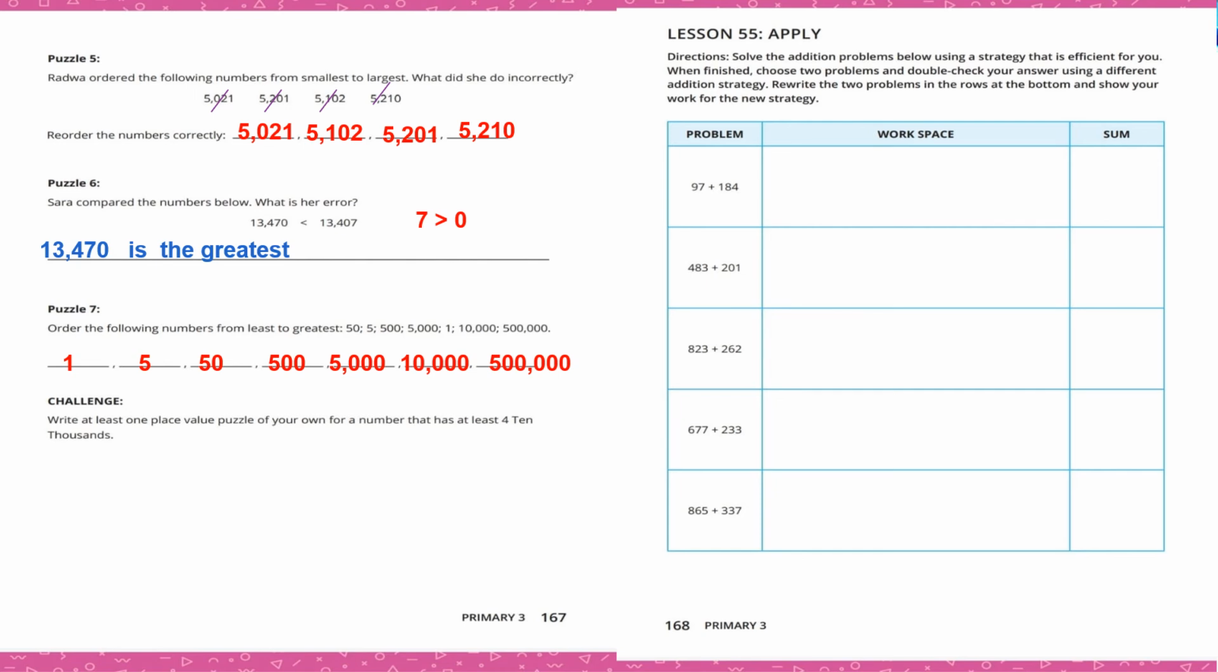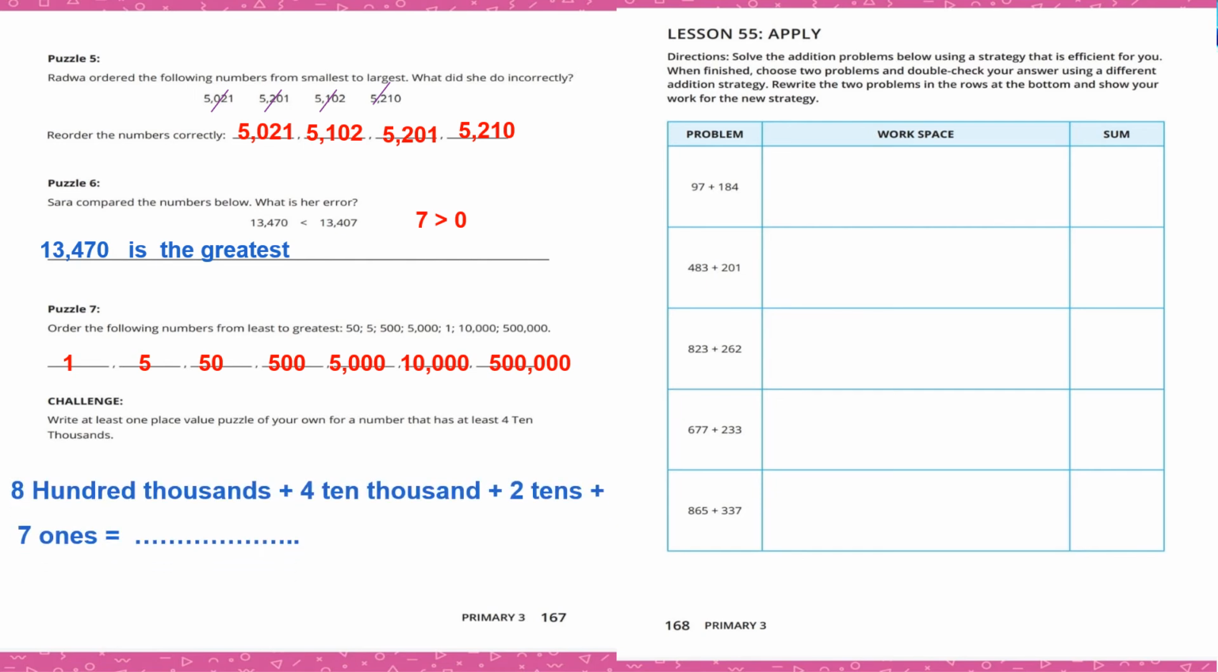Our challenge, write at least one place value puzzle of your own for a number that has at least 4 10,000s. Here I will give you an example to solve. 800,000, 4 10,000, 2 tens, 7 units. We want to collect these numbers in one number. So put the place value on the space, like this.